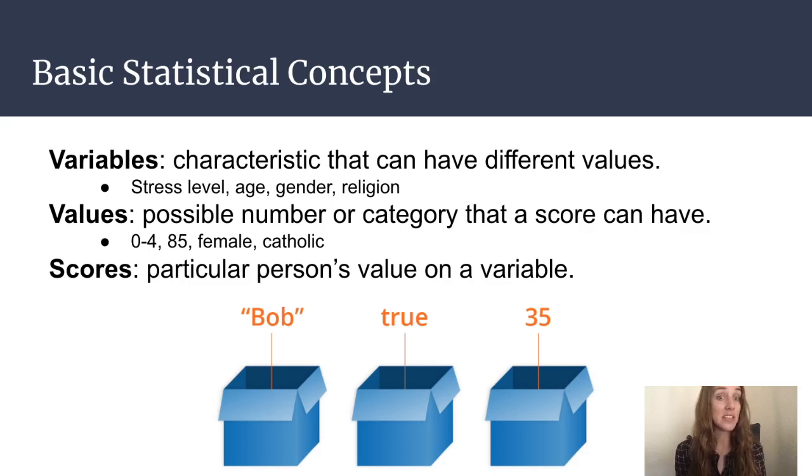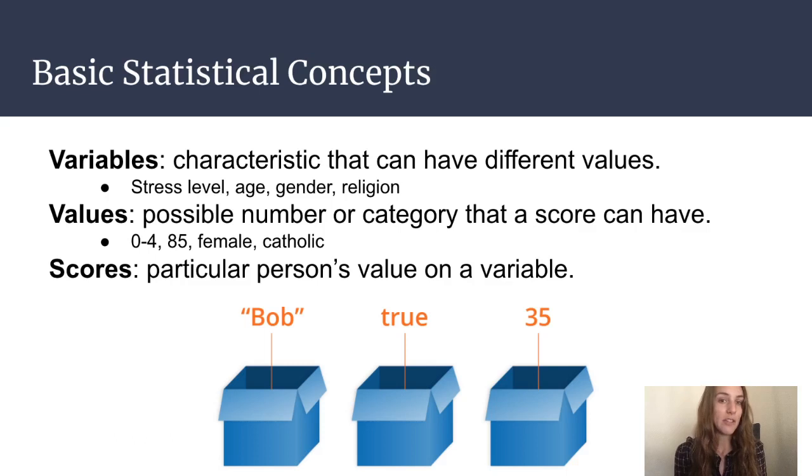So take a stress scale, the age that you might report for yourself, gender, religion. Any variable will have a possible number or category that a score can have, or a value. All right, so variables have different values. So maybe we have a stress level on a scale of 0 to 4. Maybe we report age at a certain level. Maybe we have a number of categories for gender. And then we talk about scores, which are particular values for an individual.